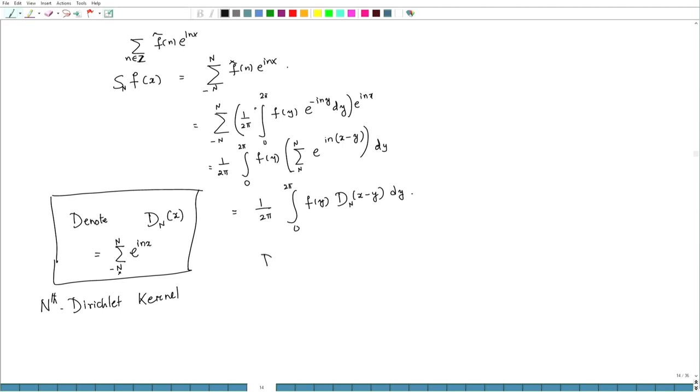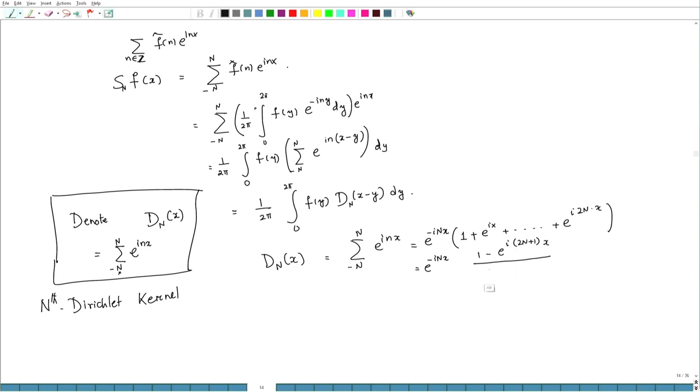So, a simple derivation will say D n of x is equal to, if I take e to the power minus i n x outside, then the first term is 1 plus e to the power i x, and this goes up to e to the power i 2n x. Now, this is a geometric progression. All of us know how to add a geometric progression: the sum is going to be 1 minus e to the power i, 2n plus 1, of x, divided by 1 minus e to the power i x.